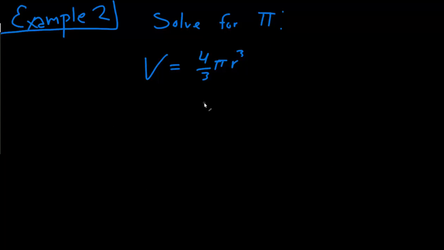Okay guys, for this one over here, we have got the formula for the volume of a sphere, okay? And we're trying to solve for pi. So we're going to start doing what we did with the last one. If we go ahead and multiply both sides by the reciprocal, which is basically this just flipped upside down, then we're going to be able to get rid of the 4/3 on the right side and bring it over here. So I'm going to go ahead and do that and multiply both sides by 3/4.